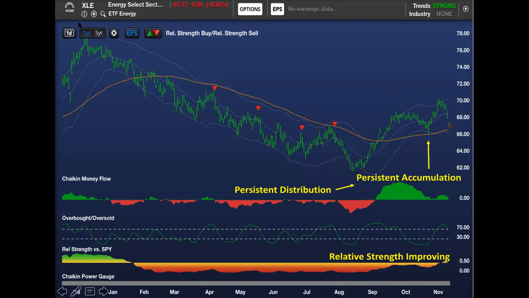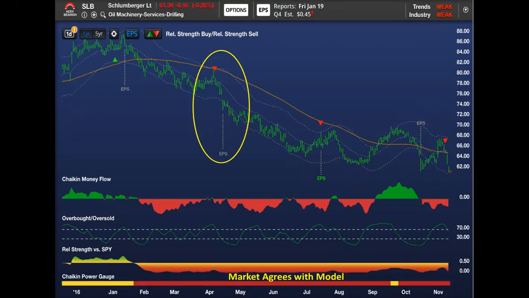So when it's in a downtrend, as it was in 2014 and 15, or then again in February of 17, you're looking for bearish stocks based on the power gauge rating to buy put options.